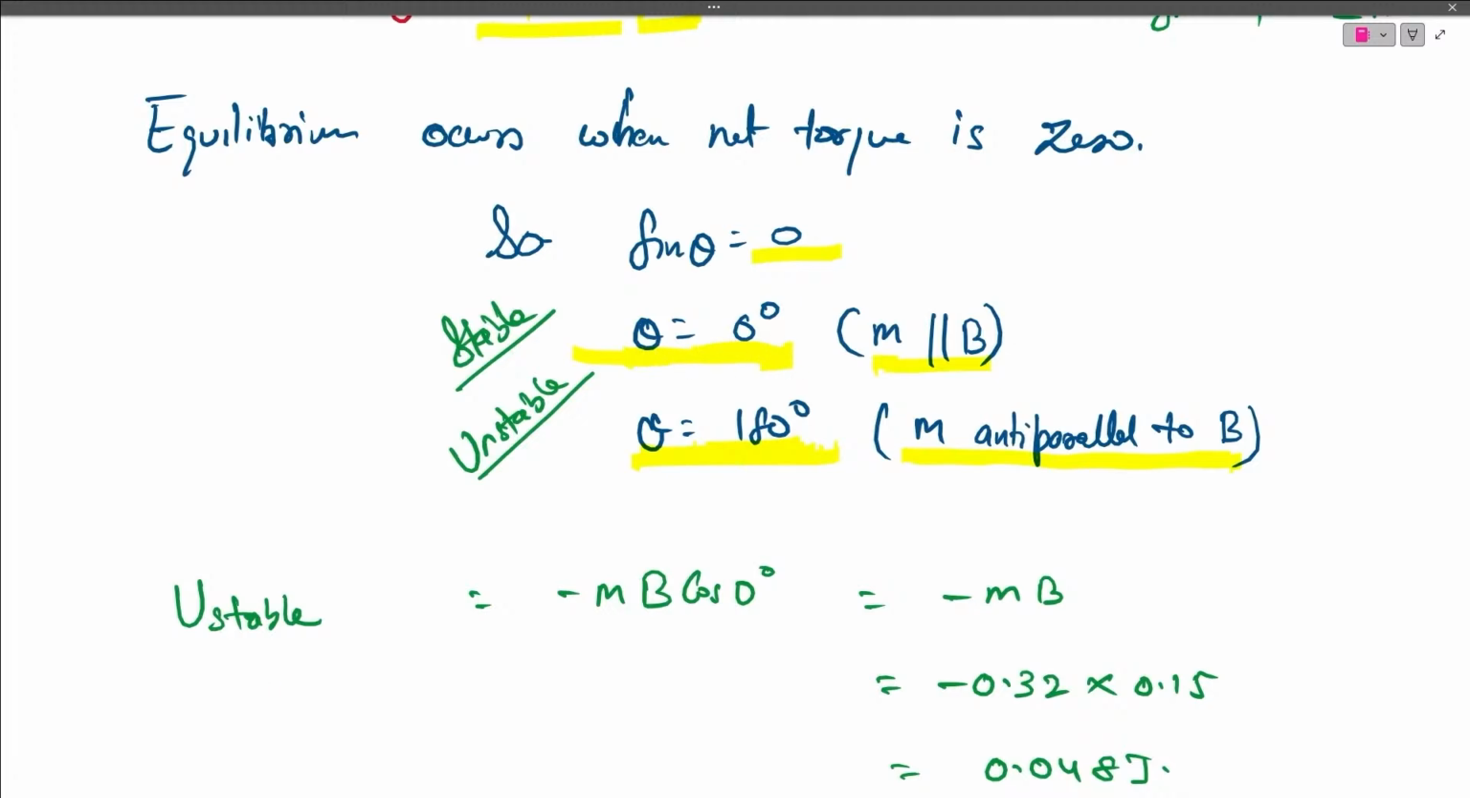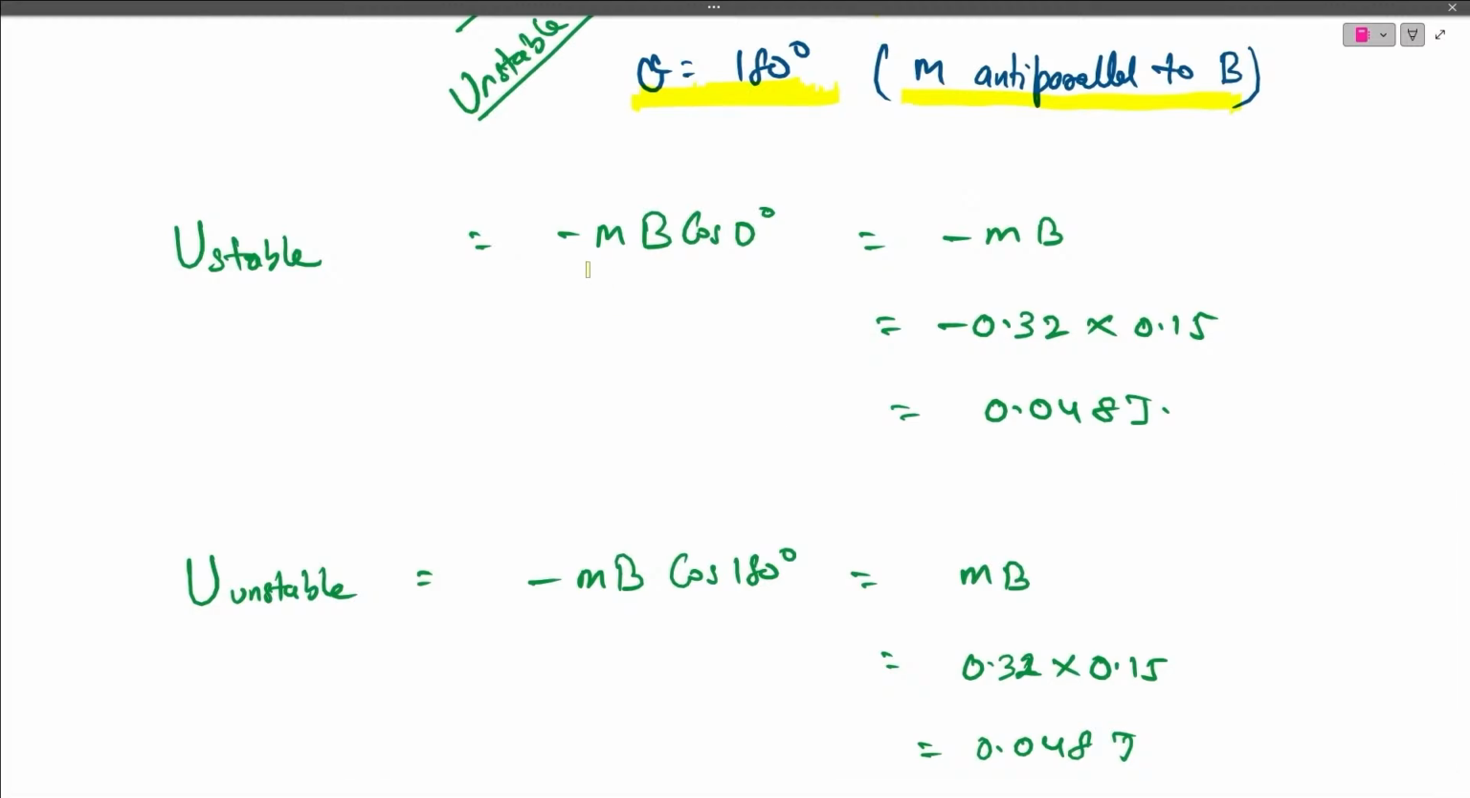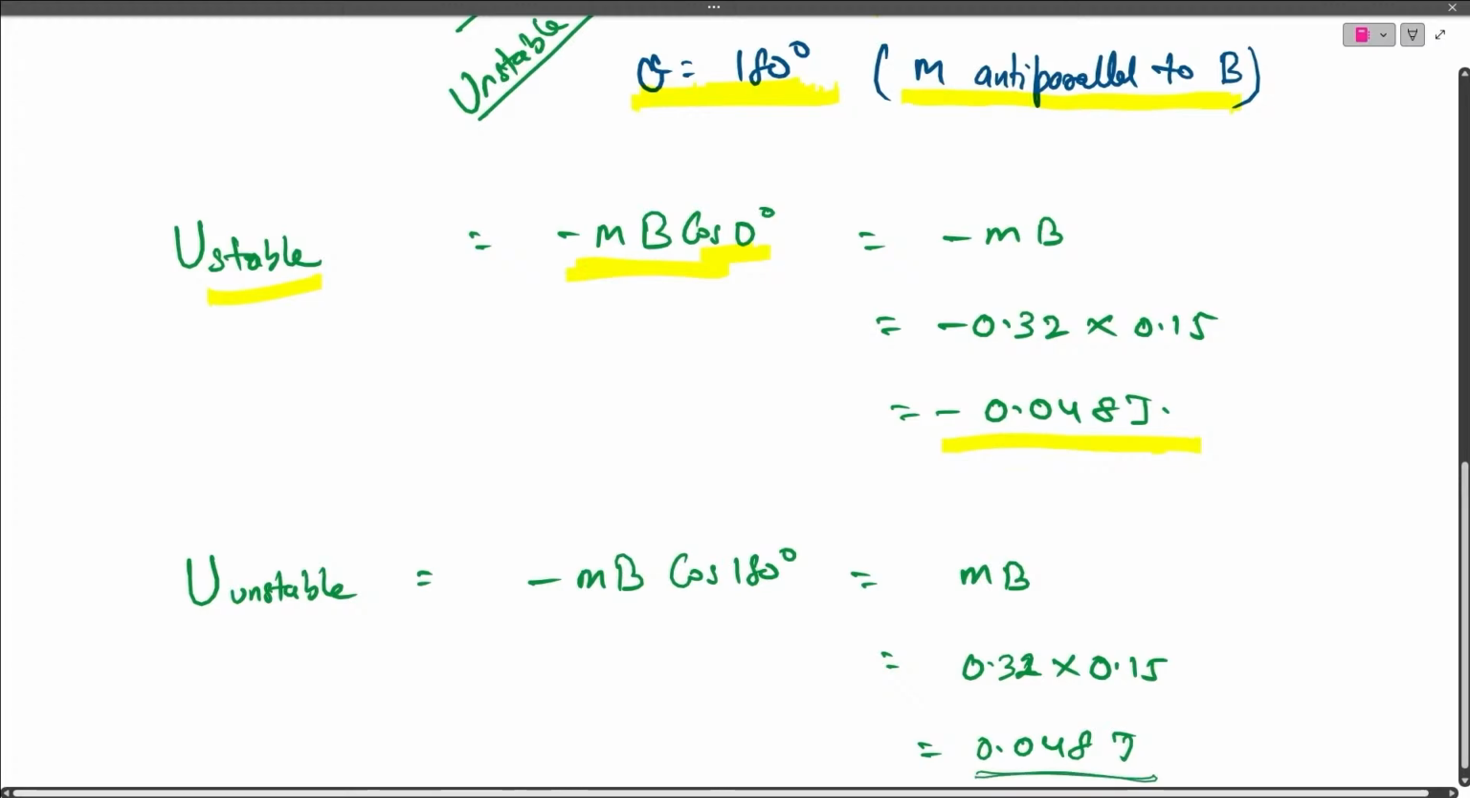Finding out the potential energy of the system in stable as well as unstable equilibrium, since we know the expression and the magnetic field of the system is given, the potential energy of the system is given by minus mB cos theta. So we can find out U for stable would be theta equals to 0, giving the expression of minus 0.048 joule, and for unstable it is 0.048 joule. Thank you.